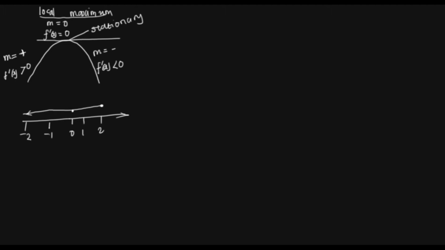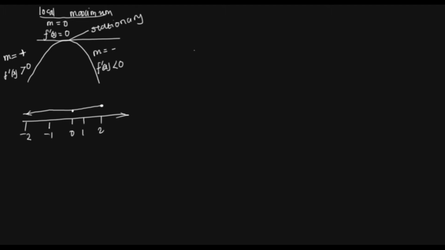So therefore, the graph of f has a local maximum when the first derivative, which is f prime of x, is greater than 0 to the left of the stationary point, and f prime of x to the right of the stationary point is less than 0.